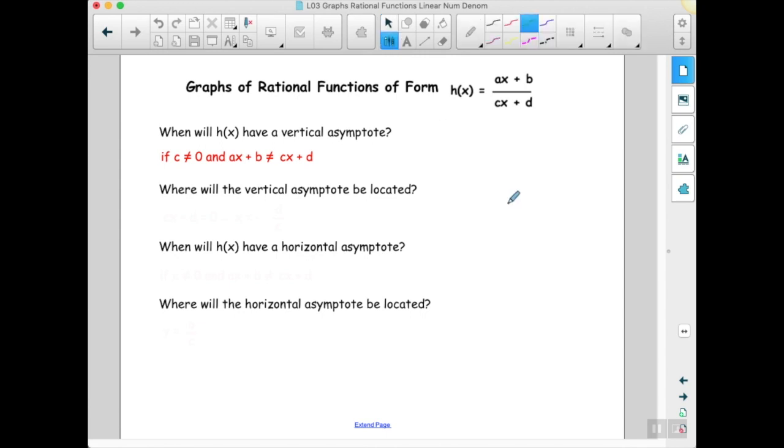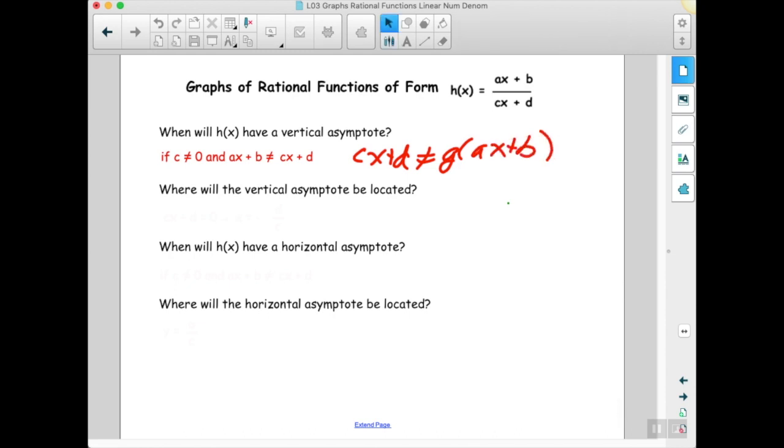So let me just grab the pen, change that. Cx plus D cannot be equal to some multiple that I'll call G of Ax plus B. If that were the case, then those two factors will divide out and we will get a hole.